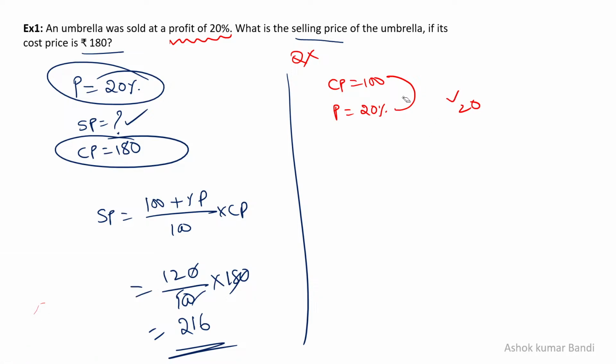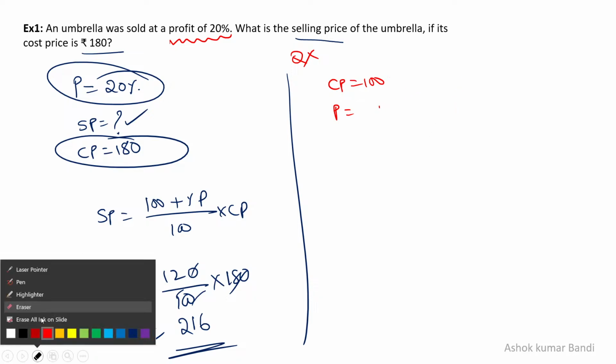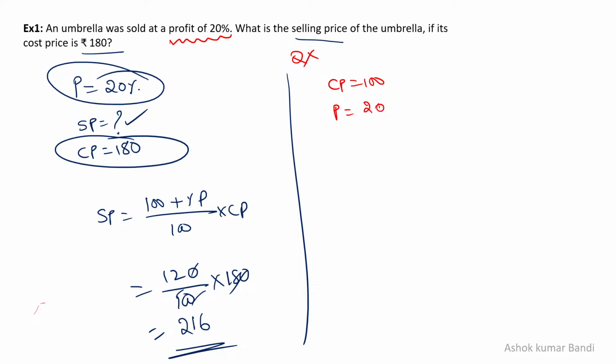Then if I'm getting 20 percentage profit, it means my profit is nothing but 20 rupees. So if I'm buying for 100 and I'm getting 20 rupees profit, then the selling price should be equal to 120. Now, you need to convert your values into the original problem values. How are you going to do that? Simple. In my problem, what is the CP? 100. What is the original problem CP? 180.